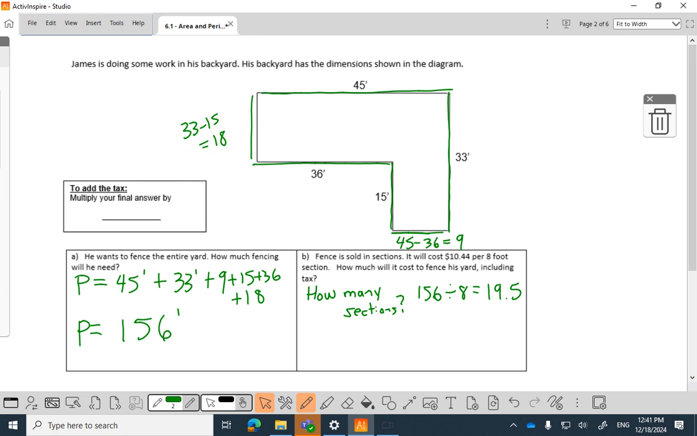So we need 20. And how much is each section? $10.44. There is no way they are $10.44 anymore. They're more like $100 now for a fence for each section. It's got out of hand. Yeah, it's crazy now. Anyways, we'll pretend it's $10.